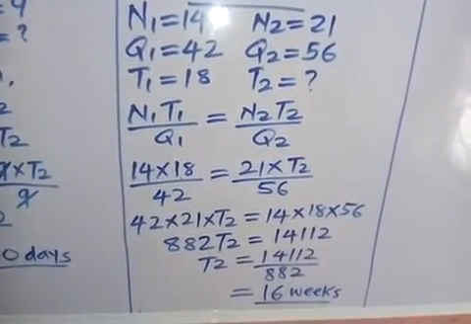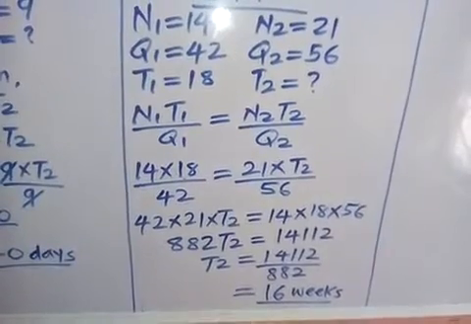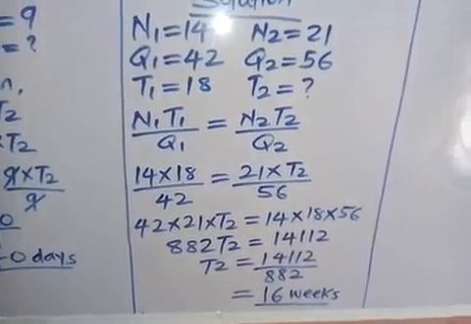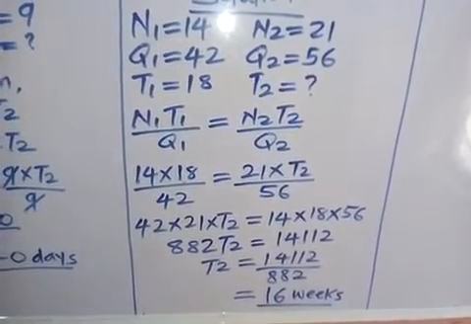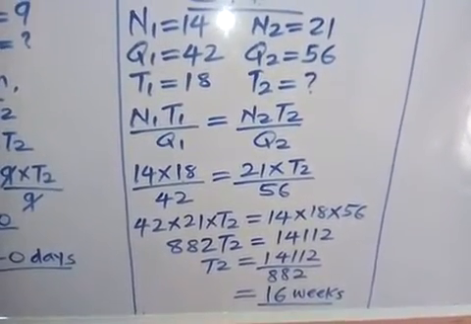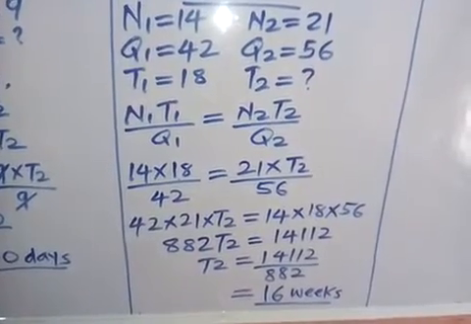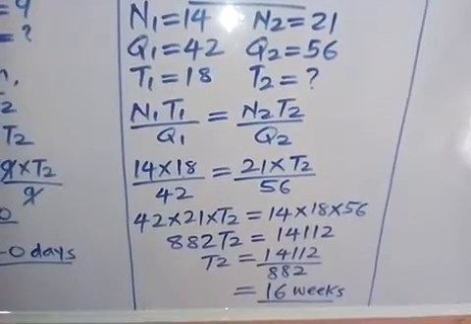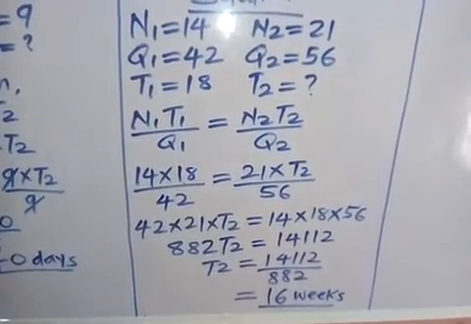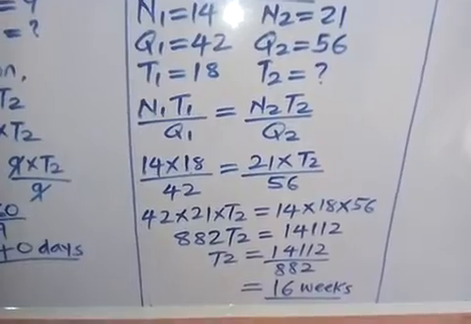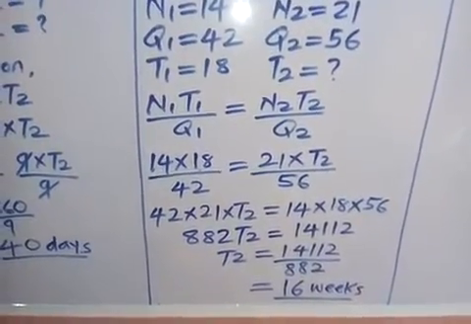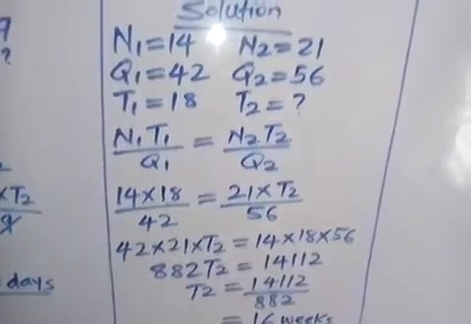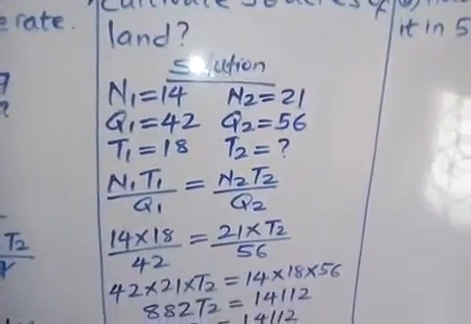When we punch our calculator, 42 multiplied by 21 will give us 882. So T2 equals 14 multiplied by 18 multiplied by 56, which will give us 14112. Making T2 the subject of the formula, we have T2 equals 14112 all over 882. When we punch our calculator, that gives us 16 weeks. So the 21 men will use 16 weeks to cultivate 56 acres of land.